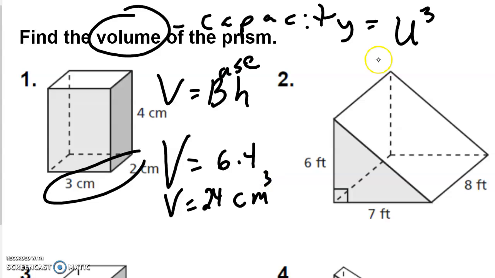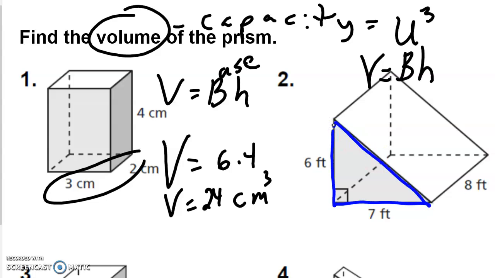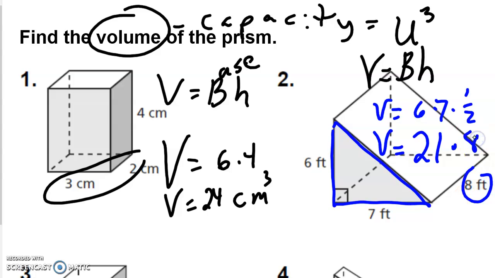Okay, triangular prism, same thing. Your volume is your base multiplied by the height. So for this one, since we have a triangular base, you're looking at your volume is the area of the triangle, which is 6 by 7 by half. So that part is 21, and then multiply that by the height, which is 8. It means the volume of this one is 168 cubic feet.